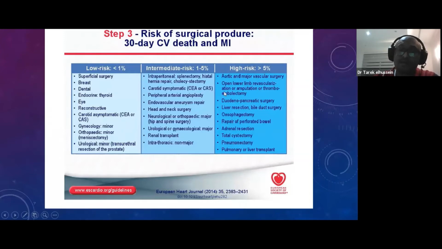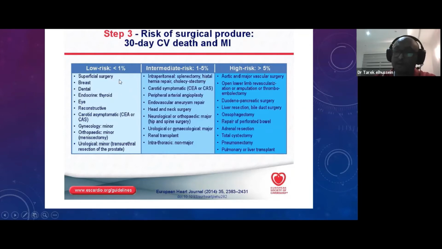So simply, most vascular procedures that involve clamping, peripheral arterial disease interventions in general, or those associated with large volume shifts or significant bleeding. For example, liver resections, transplant surgery, total cystectomy, pneumonectomy. All of these may be associated with large volume shifts and bleeding, and all of these may ultimately lead to higher complications. So if my patient has a high-risk surgery, I need to do further assessment. But those who have low or intermediate risk are fine.